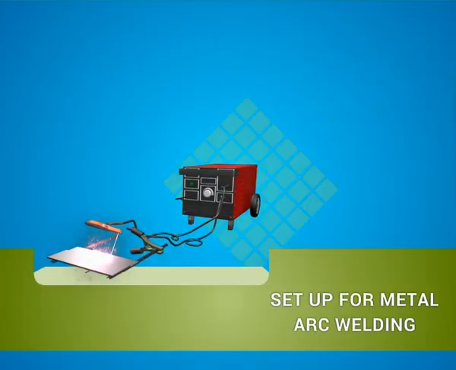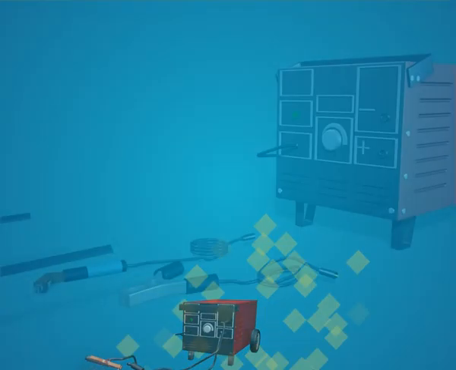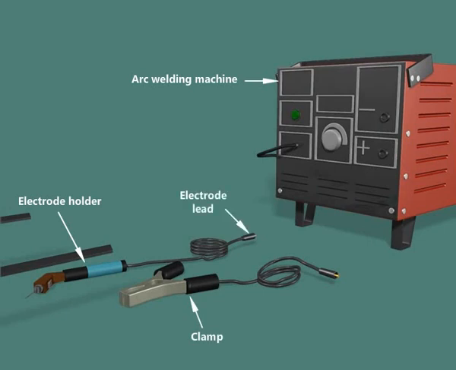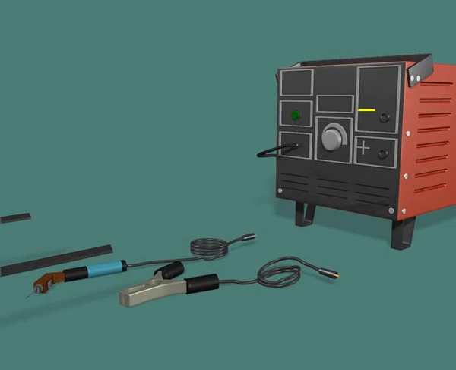Setup for metal arc welding. In the previous video, we have seen the principle of arc welding. Now, we are going to see the general setup for metal arc welding. The metal arc welding consists of arc welding machine, electrode holder, clamp, electrode lead, work lead, negative terminal, positive terminal, and electrode.